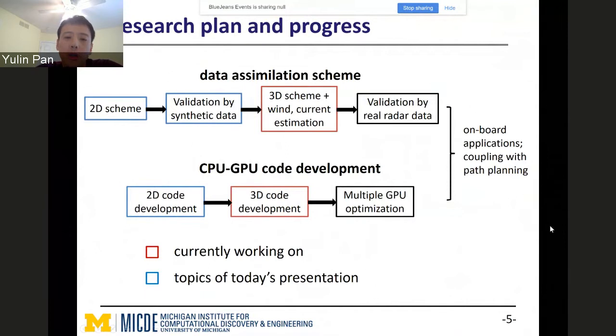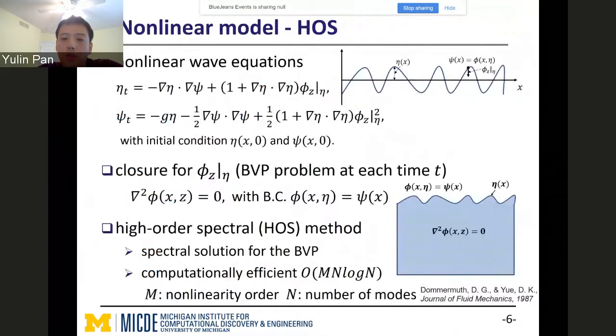Right now, we are working on the 3D scheme and wind current estimation, as well as the 3D GPU code development. We have finished everything for the 2D scheme, the validation and the code development, which will be the focus of today's presentation. So from here, I'm going to hand over to my postdoc, Guangyao Wang.